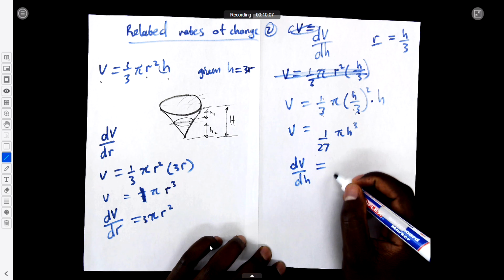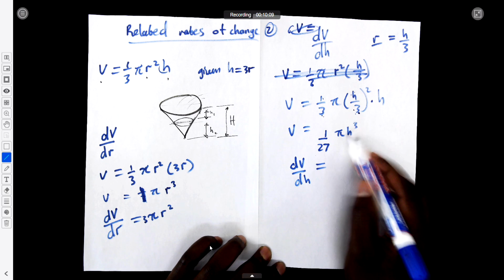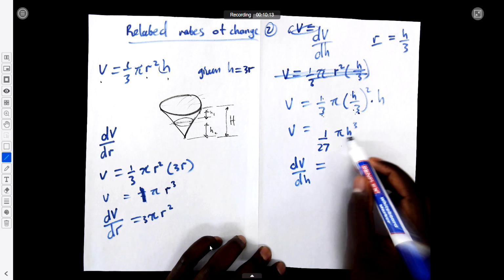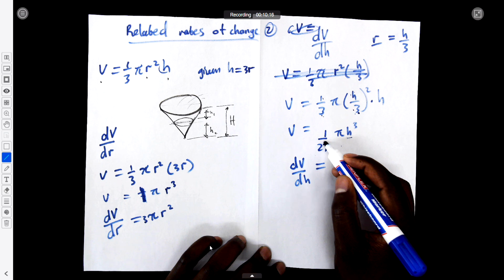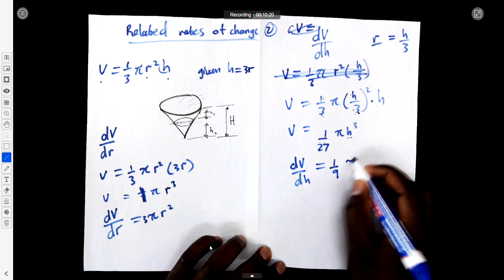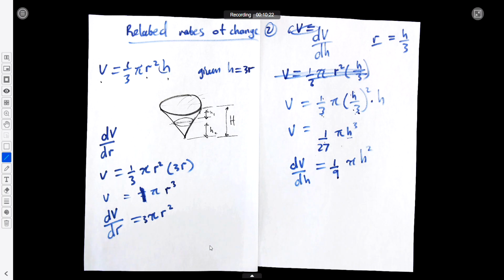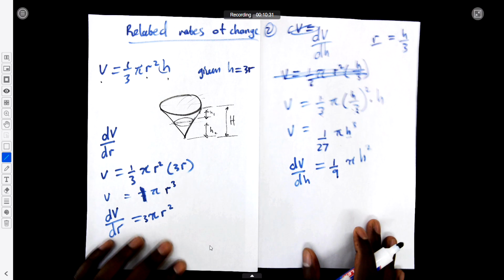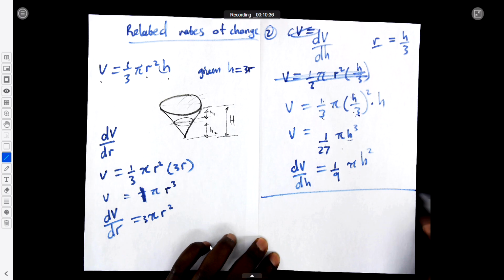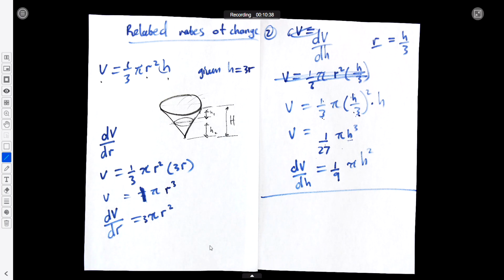So now we can change the volume in terms of H, dV over dH, which is going to be equal to... In terms of H, we derive, and pi and 1 over 27 are constants. So we're going to have 3 times 1 over 27, which is 1 over 9, isn't it? Therefore, 1 over 9 pi H squared, subtracting 1 from the power of H. I hope that is clear.